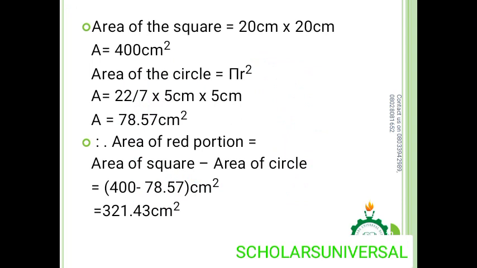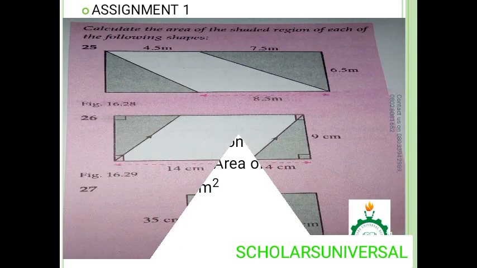Now we have already calculated the area of the square, and that of what? And the area of the circle. So you now say area of the square minus area of the circle to give us 321.43 centimeter square. Okay, you can also work it out to cross check that.